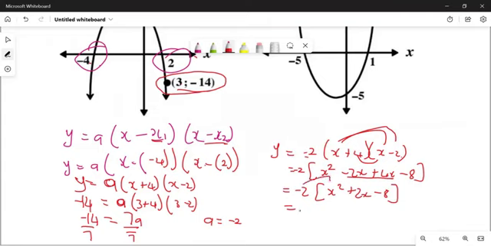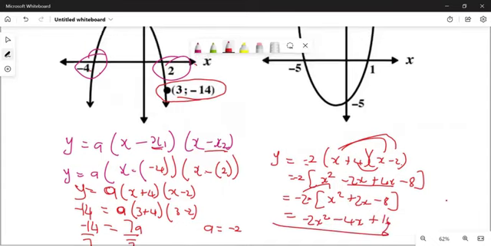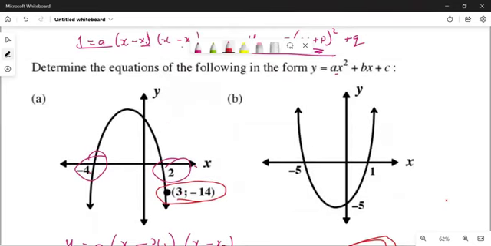Then you remove this bigger bracket. -2 times x squared gives -2x squared. -2 times 2x gives -4x. -2 times -8 gives 16. Then this is our equation in that form. A question like this one can be 4 marks. So come and do number B now.